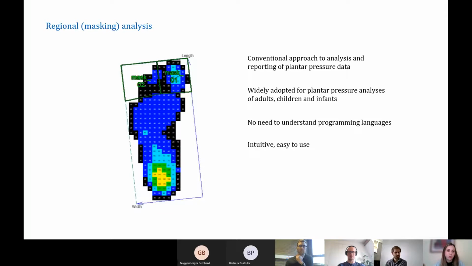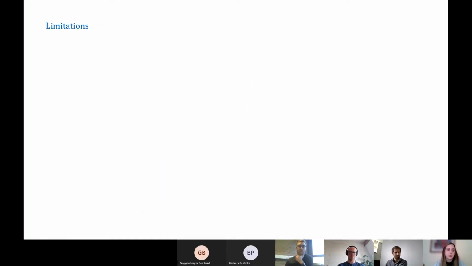And you'll see that in a minute. You can also modify the regions by making them bigger or smaller, depending on what you need. Basically, this approach is highly accessible to clinicians and researchers. However, it comes with certain limitations.